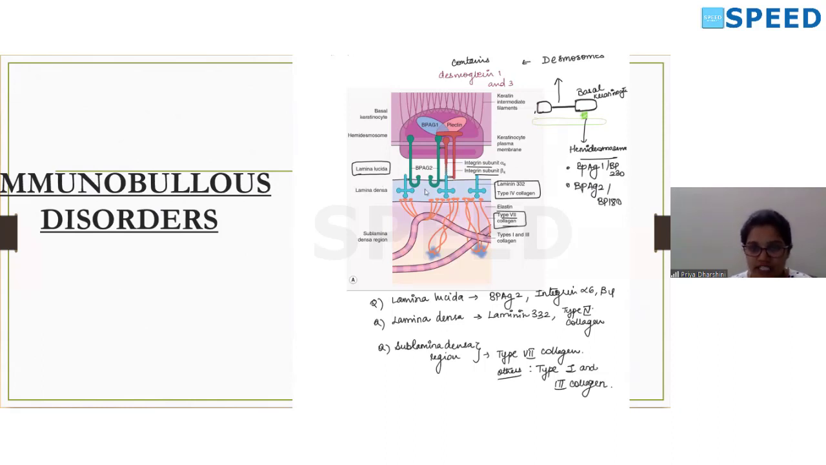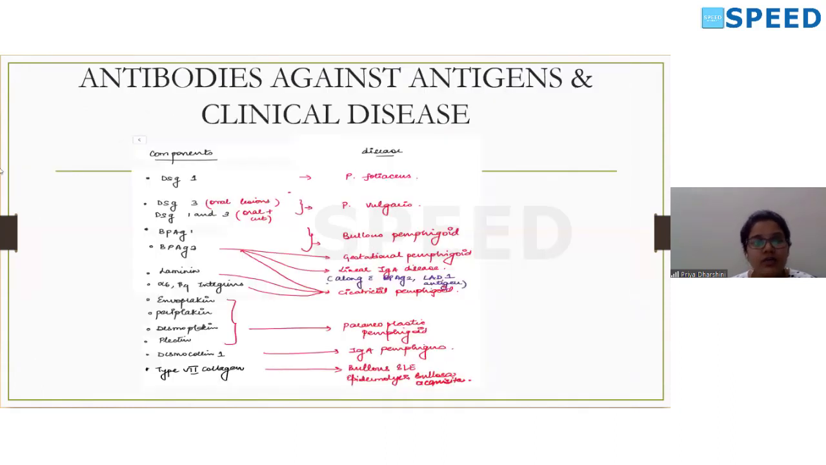So this is the structure of basement membrane, structure of basal keratinocytes, and the proteins involved in this. The possible MCQs they can ask from this are: lamina lucida has the components BPAG2, integrin alpha 6 and beta 4, and plectin. Lamina densa has laminin 332 and type 4 collagen, and sublamina densa region has type 7 collagen and type 1 and 3 collagen. So this you should remember. Next, all these components are involved in causation of certain diseases. So we'll see it one by one.